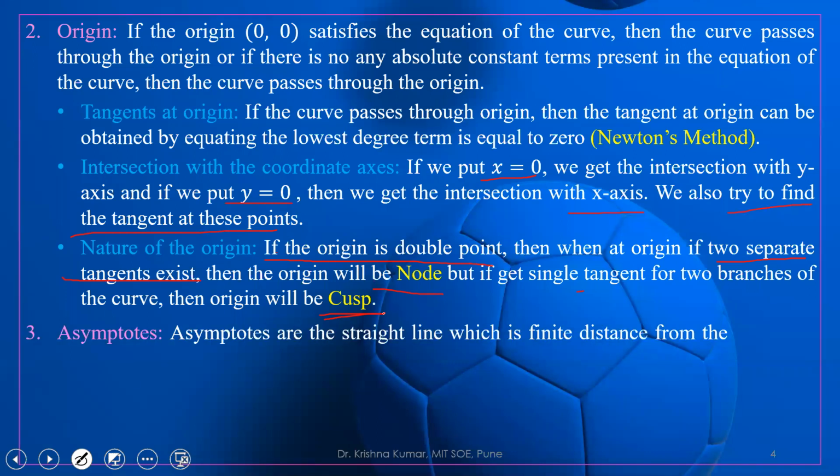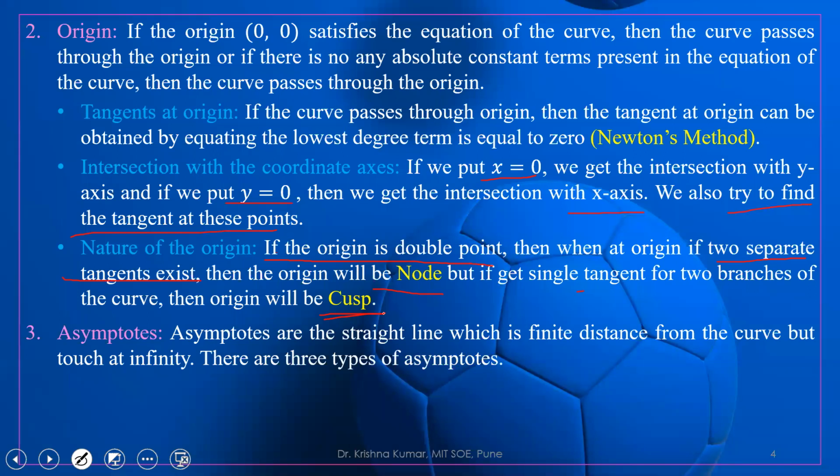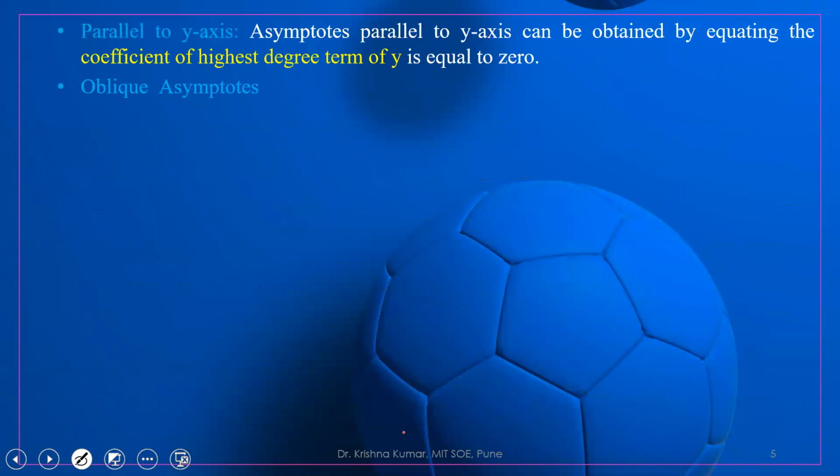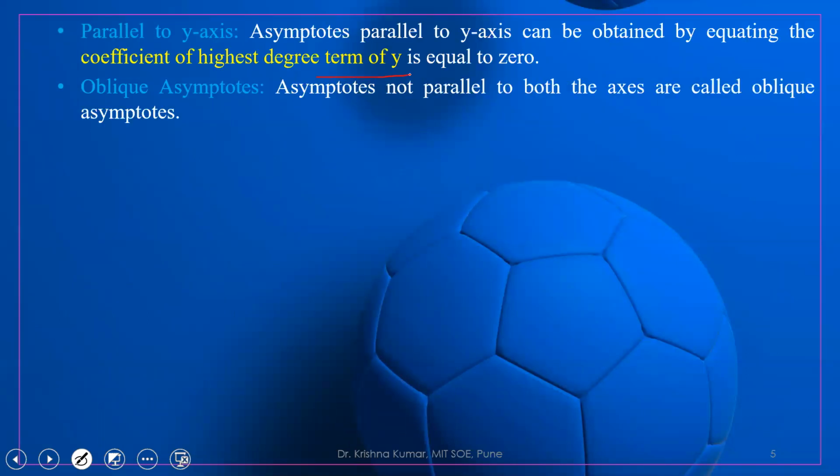Next, asymptotes. What are asymptotes? Asymptotes are straight lines at a finite distance from the curve that touch it at infinity. There are three types of asymptotes. One is parallel to the x-axis. To get the asymptotes parallel to the x-axis, we equate the coefficient of the highest degree term of x to 0. For parallel to the y-axis, the coefficient of the highest degree term of y should be 0.